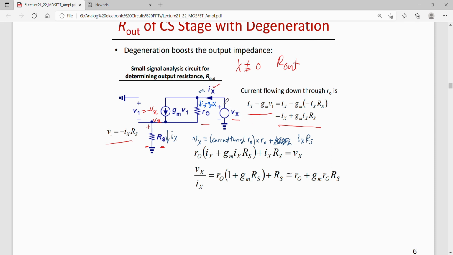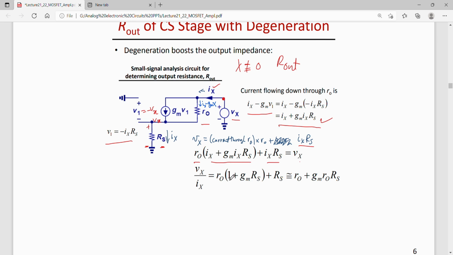Then one can write a relationship by noting that this Vx is actually equal to the drop across this R naught plus the drop across Rs, or current through R naught multiplied by R naught plus current through Rs multiplied by Rs. So Vx can be written this way: current through R naught, that is this one, multiplied by R naught plus Ix Rs, so this is Vx.